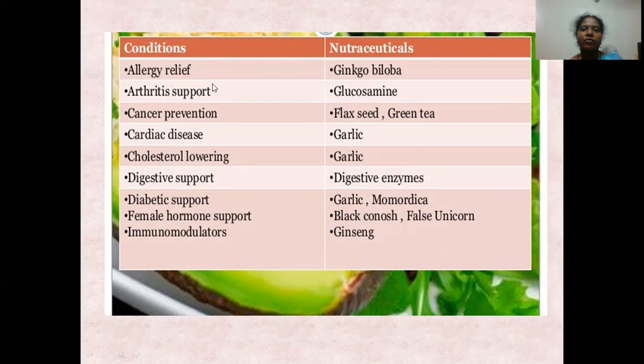For allergy relief, nutraceuticals can be obtained from ginkgo biloba; arthritis support, glucosamine; cancer prevention, flaxseed or green tea; cardiac disease, garlic; cholesterol-lowering effect again from garlic; digestive support, digestive enzymes; diabetic support, garlic, momordica; female hormone support, black cohosh or false unicorn; immunomodulator, ginseng.